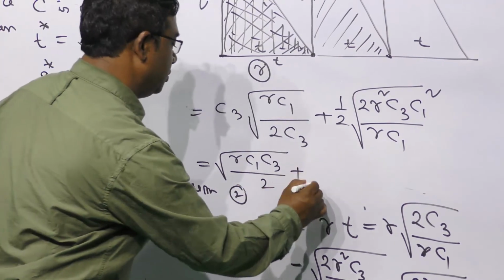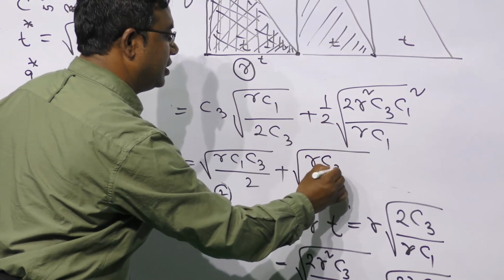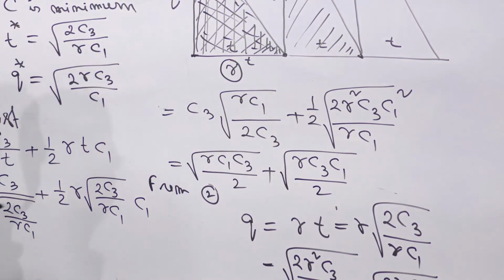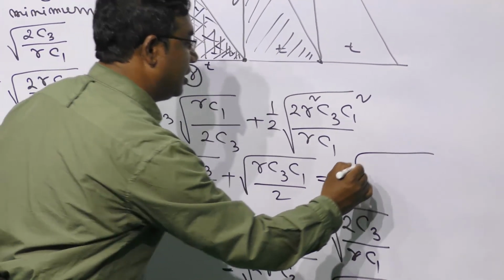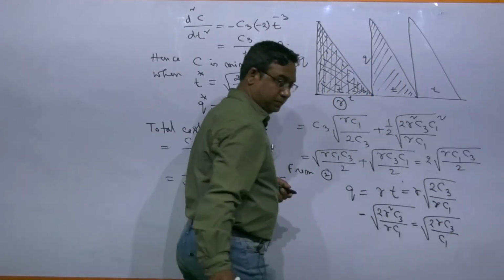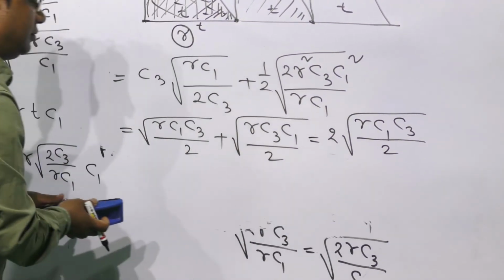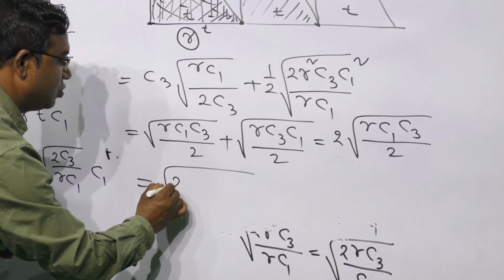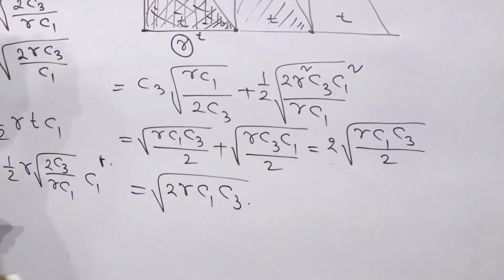Next, R C3, then C1 by 2. So this is equal to 2 times root over R C1 C3 by 2. This is equal to, you bring 2 here, 4, so root over twice R C1 C3. So this is the total cost.